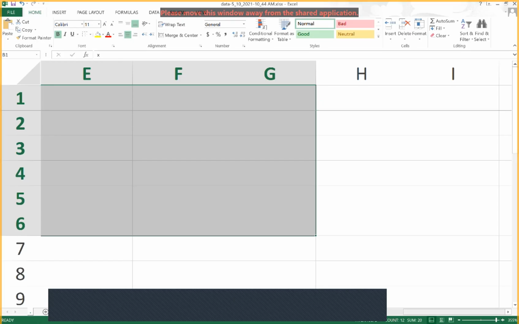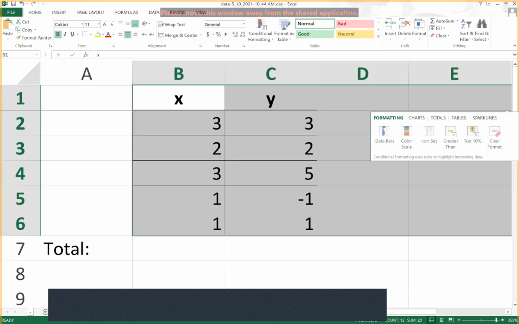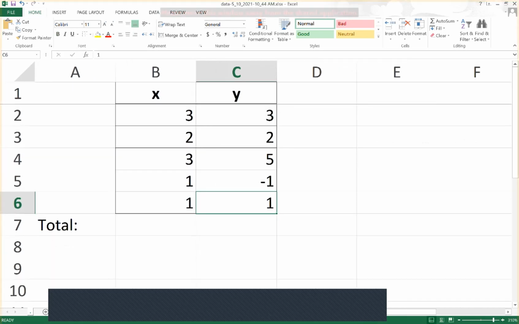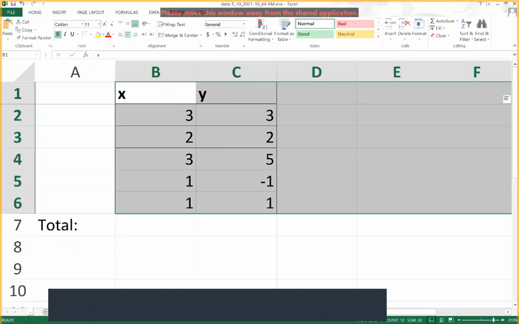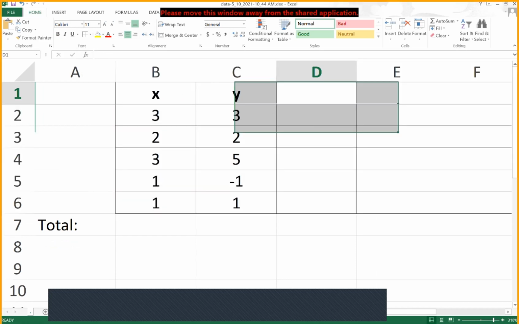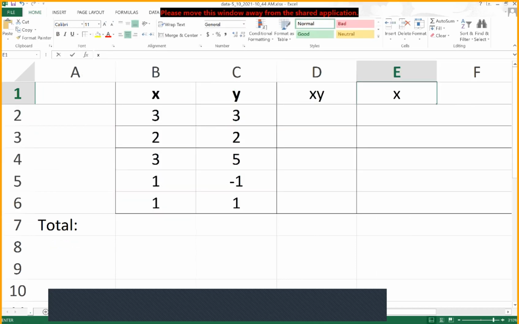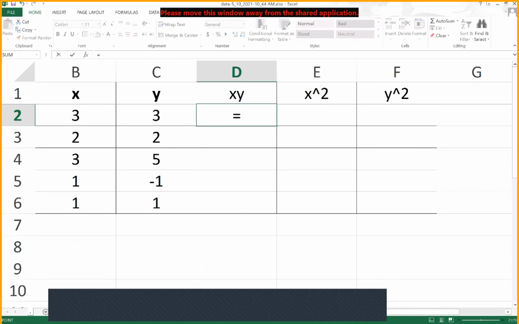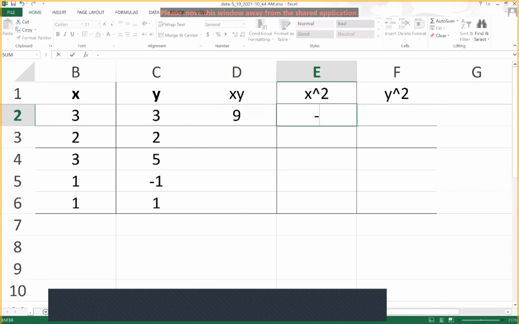Let me share the screen with you guys first. Okay, here we go. So this is the data set we are working with, and we need 3 more columns: XY, X square, Y square. Let's find the product of XY first, this times this, and find the square, X square.